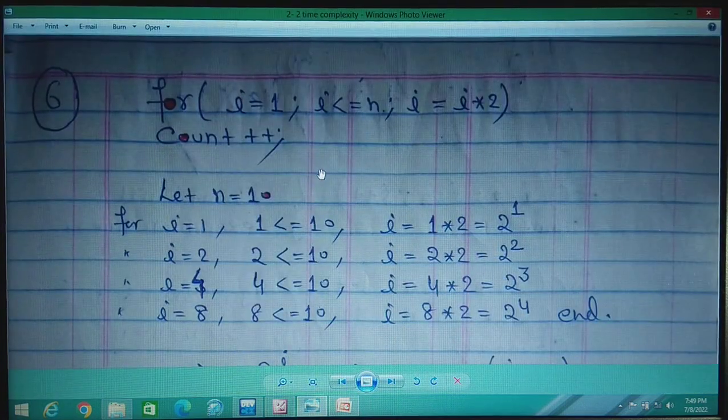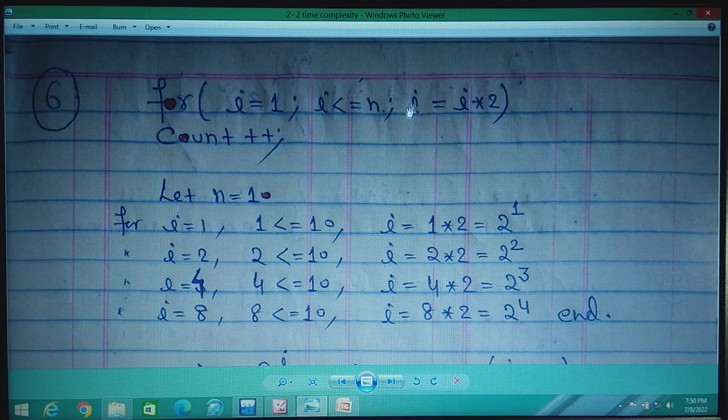Now the sixth interesting topic is for i = 1, i < n, i = i * 2. This time in place of i++, I have written i = i * 2. So count++. Now let us take n equal to 10. If i is equal to 1, then 1 is less than n, meaning 10. 1 is less than 10.